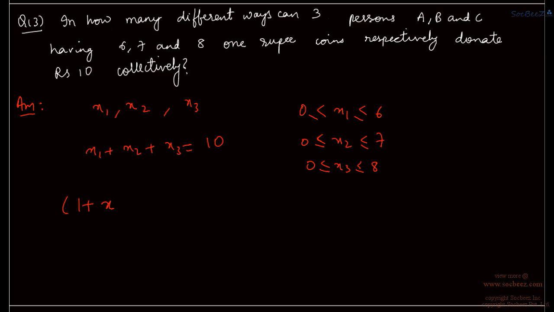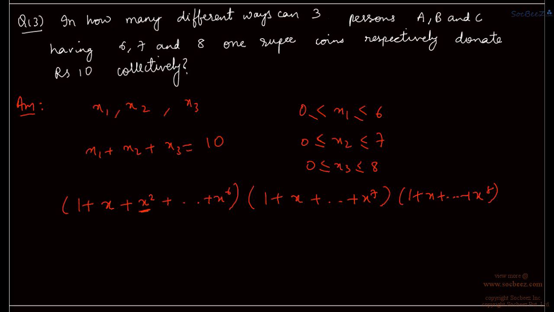So here I write their donation in terms of the exponents. Okay? So 1 actually corresponds to x power 0, right? So this is for the first person, the amount he may donate. That can be 1 or x power 0, x power 1, plus x square. Suppose I take this term, that means he has donated 2 coins. Similarly, I write for person B, and then 1 plus x all the way till x power 8.